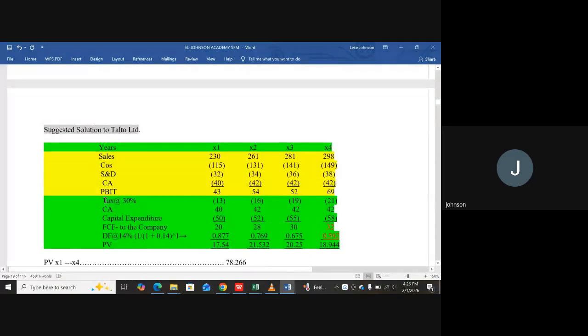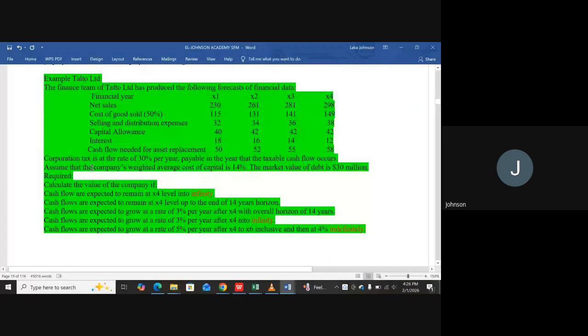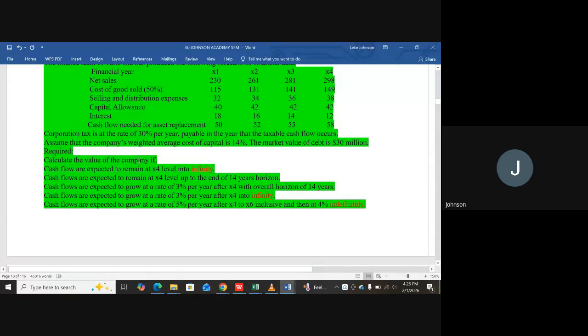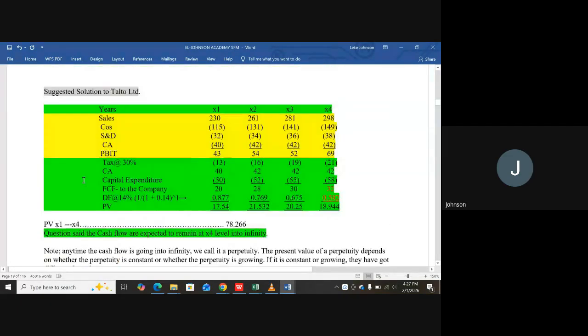Now let's go back to our question. We've gotten our present value, the value of the company, from year 1 to year 4. But is this all that is needed? Let's check the question. The question is saying, calculate the value of the company. If you just go to the exam and cram this one in your head and feel you are done, no, they're just starting the question. You have already gotten your present value from year 1 to year 4, but that is not all. Look at what the question is telling you to do.